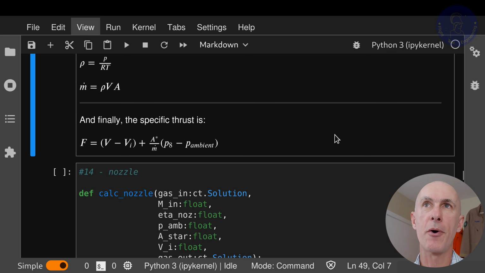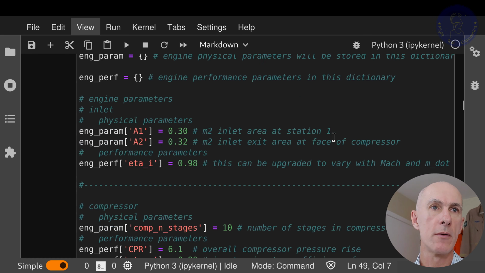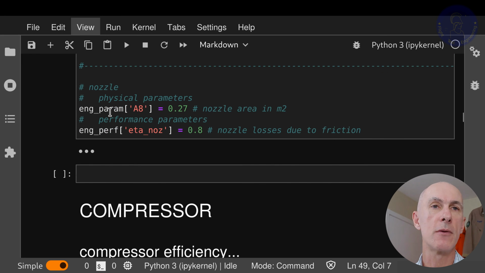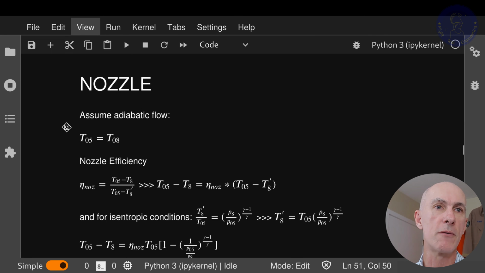Let's go to the engine parameters definition cell on the top and add a few numbers here. We need to add the nozzle area, A8. We're going to choose 0.25 square meters in this case. And the nozzle efficiency, eta nozzle, which we're going to choose as 0.8 for this case. And now we can go down to the nozzle, so cell number 14 here.